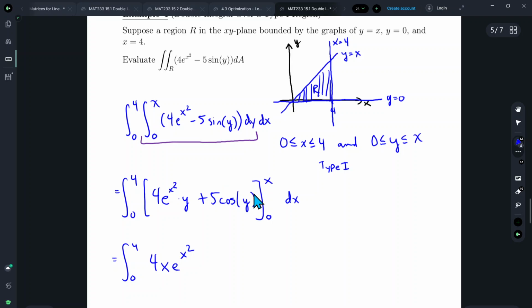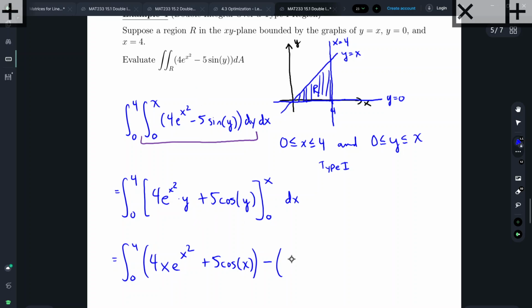And then we plug x in for y here, so you get plus 5 cosine of x. Okay, so that's plugging x in. Now we plug in 0. Again, still plugging in for y. So you get 4e to the x squared times 0 plus 5 cosine of 0.